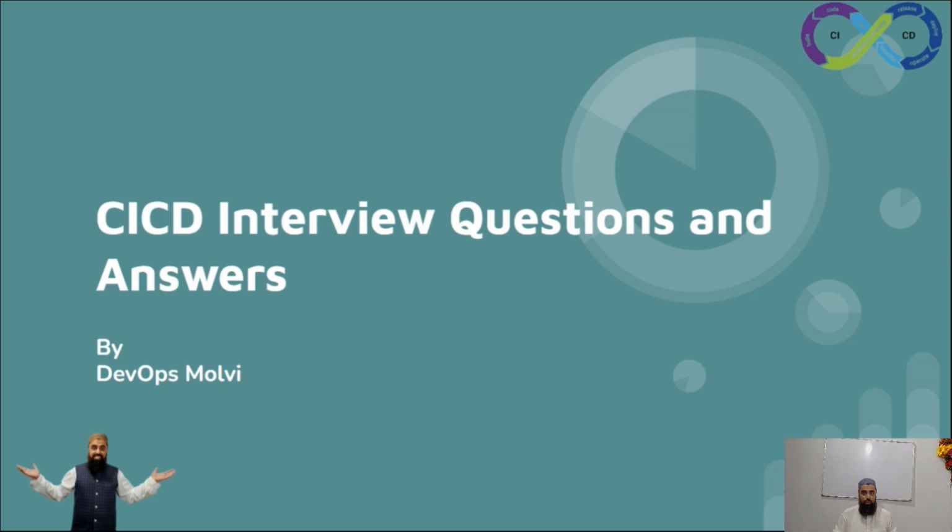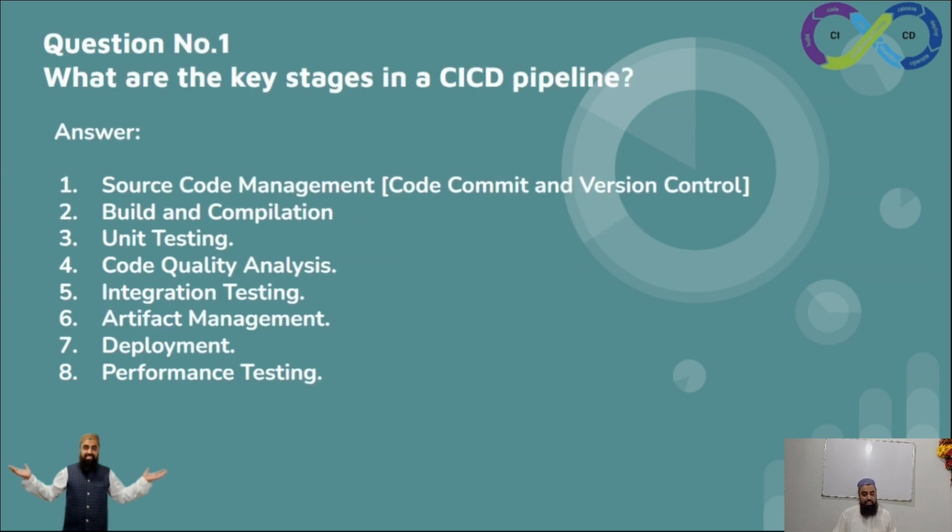Let's get started with CI/CD, which stands for continuous integration and continuous deployment or continuous delivery. So here comes our first question. What are the key stages in a CI/CD pipeline? Let's start with the basic ones. So we know what are the stages in a CI/CD pipeline. I mean, how the CI/CD pipeline works. What is done at the first step, and then what is done at the last step.